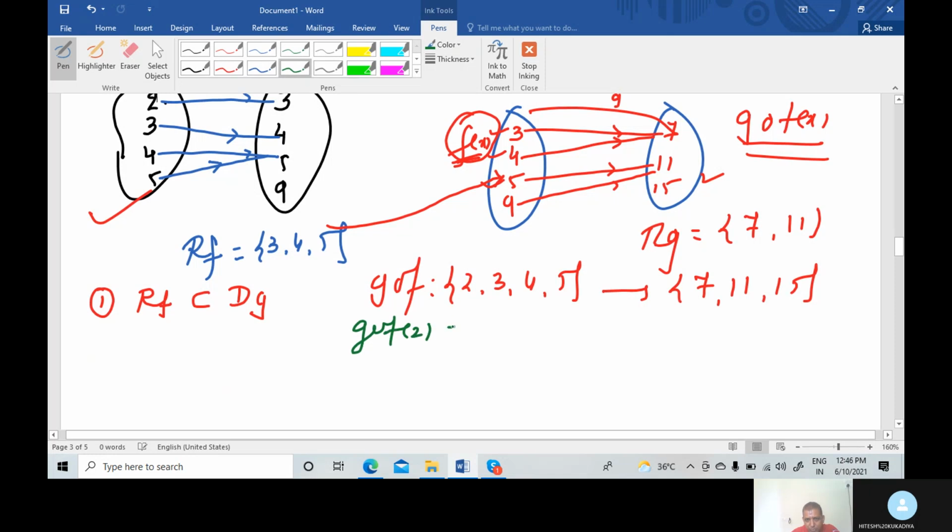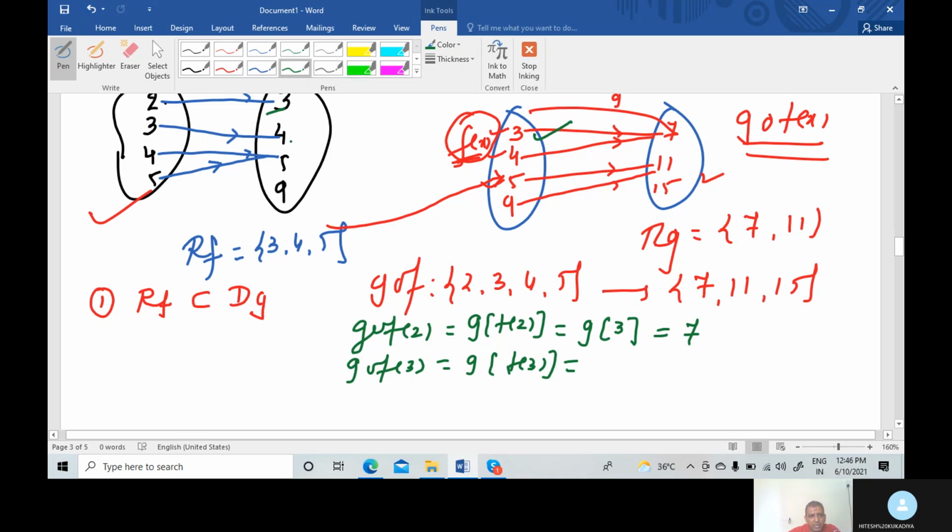GOF2, first one. You can write G of F2. So what's the answer for F2 here? F2 answer is 3, and G3 answer is 7. Another calculation, now the second value, GOF3, so G of F3. F3 answer is 4, and G4 answer is again 7.